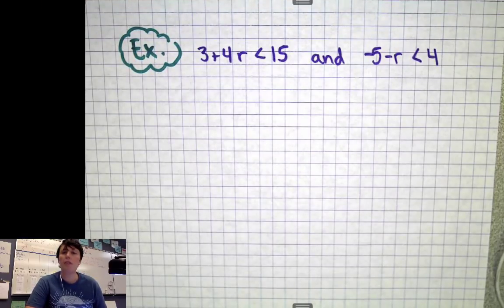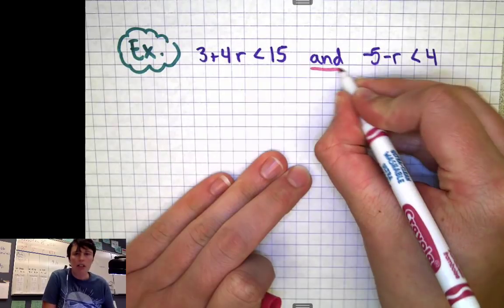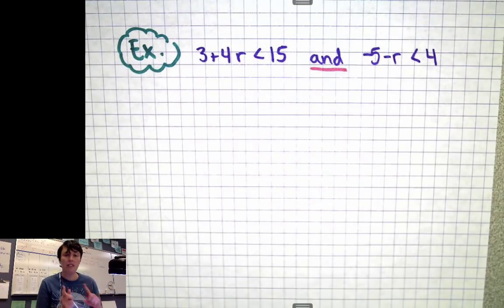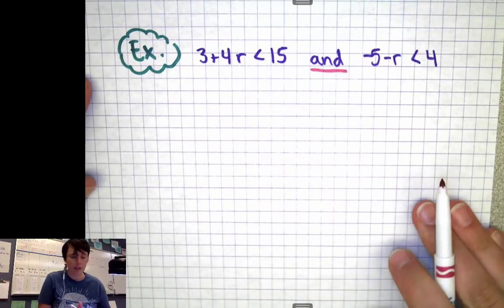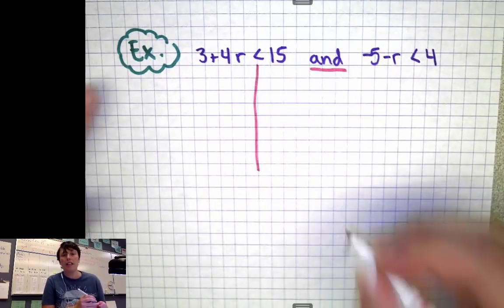Our next example is 3 plus 4r is less than 15, and negative 5 take away r is less than 4. Okay, so "and" tells me we're dealing with a compound inequality. Probably going to be one of these overlapping problems for sure. We're going to solve each of them separately to get our solutions first. So a little line down the inequality sign. Let's get r by itself.